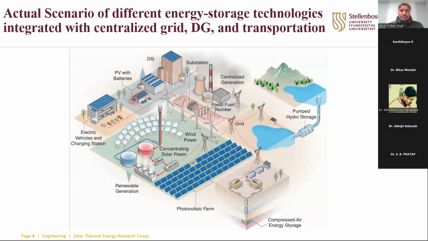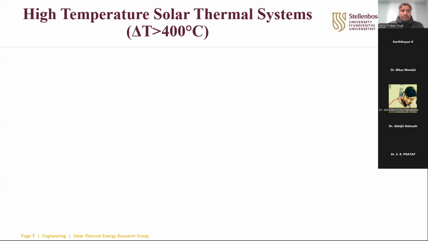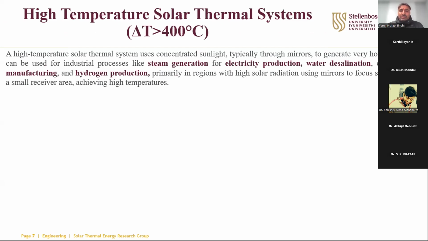Here you can see we have PV, hydro, diesel-based generator systems, a nuclear power plant, and at the same time a wind turbine. But the technology at the center here is going to be my focus for today's discussion. High temperature solar thermal is basically used in industry for steam generation, electricity production, water desalination, and chemical manufacturing. And the latest one is hydrogen production.